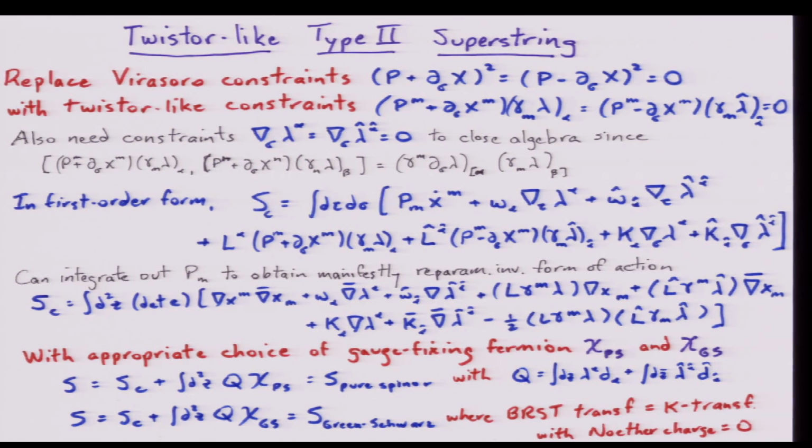Again, you can choose the gauge fixing fermion, and I'm not going to do it, but this is in the paper that I wrote, in order that you land on the pure spinor action and the Green-Schwarz action. In the Green-Schwarz case, you find that the Noether charge is 0. In the pure spinor case, you find that the Noether charge for the BRST transformations is precisely what you want.